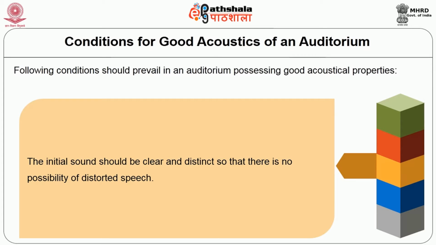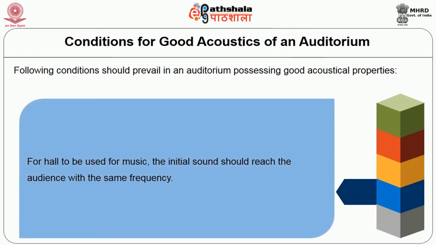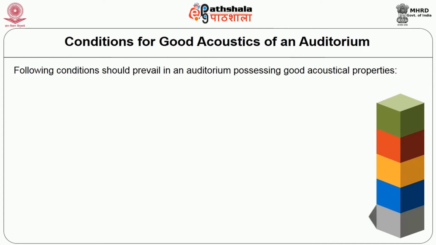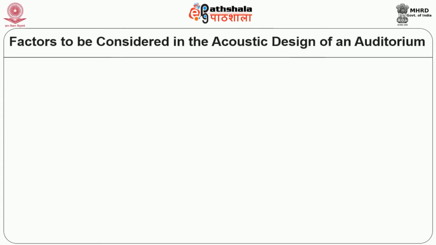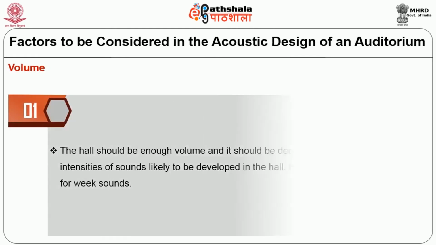The initial sound should be clear and distinct so that there is no possibility of distorted speech. For a hall to be used for music, the initial sound should reach the audience with the same frequency. All undesired sound should be reduced to such an extent that it will not interfere with the normal hearing of music or speech. Factors to be considered in the acoustical design of an auditorium.